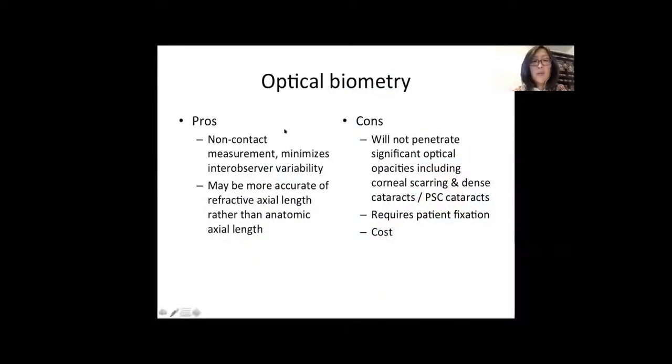What are the pros? The pros are this is non-contact. So in other words, this really minimizes inter-observer variability, and it may be more accurate simply because it gives you a refractive axial length rather than an anatomical axial length. The cons are you can't use it 100% of the time. It will not penetrate through corneal scars, dense cataracts, or PSC cataracts, so you have to have access to your ultrasound. It also requires patient cooperation and fixation to look into the target, and there's also, of course, the issue of cost.